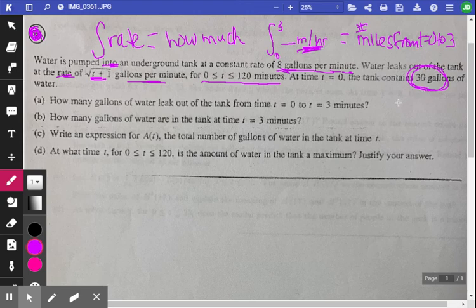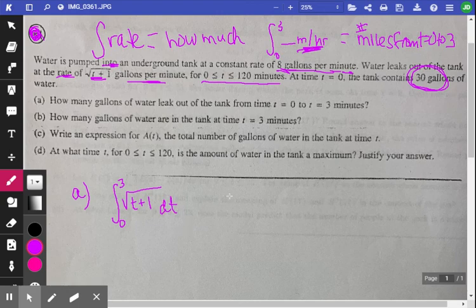Okay, part A. How many gallons of water leak out of the tank from time equals 0 to time equals 3 minutes? I'm going to see how fast the water is leaking out. The water is leaking out at a rate of square root of t plus 1 gallons per minute. So to find out how many gallons went out, I'm going to integrate the square root of t plus 1 from 0 minutes to 3 minutes with respect to time.